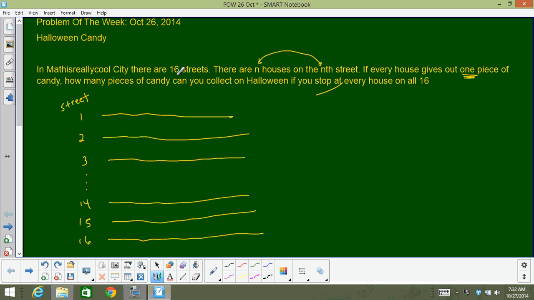Okay. How many pieces of candy can you collect on Halloween if you stop at every house on all 16? Well, I guess it should be all 16 streets. All 16 streets. So that's the problem of the week for October 26, 2014.